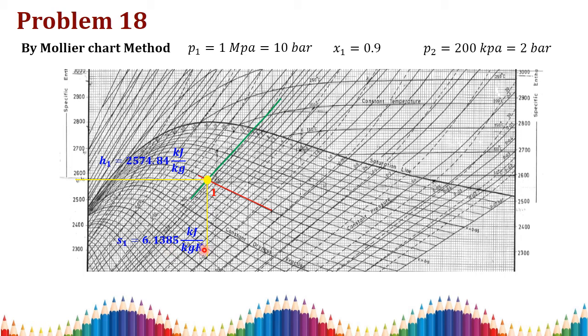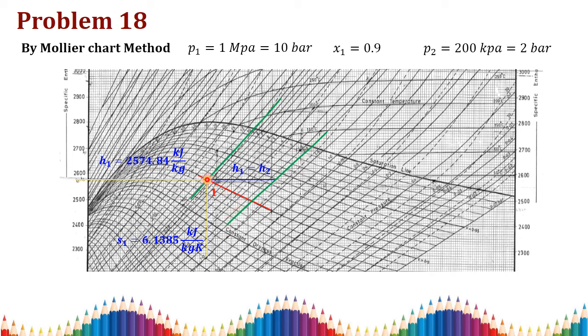Then we need to plot the second point. As we all know, H1 is equal to H2 in this case, because it is a throttling process, so we have to draw a straight line. This is your specific enthalpy line. You have to draw the line from point 1, and we don't know how long this line will be. They said that the pressure is equal to 2 bar, so you draw this line up to the 2 bar pressure line. This is your 2 bar pressure line.